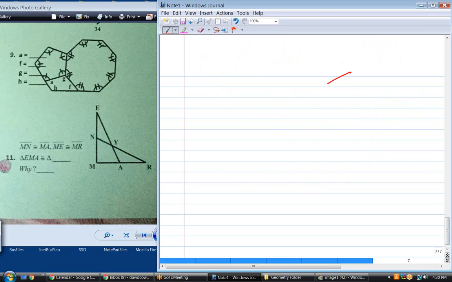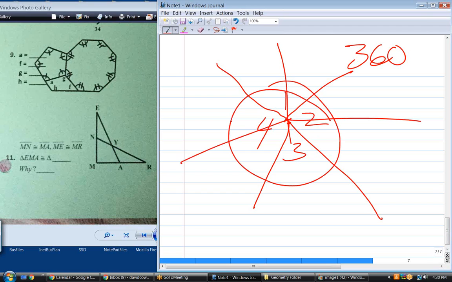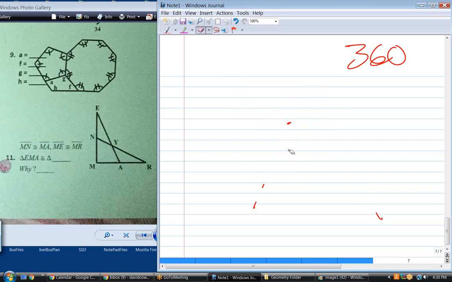In other words, if I have something like this, and I have angle 1, 2, 3, and 4, what's the sum of those four angles have to be? Wouldn't it have to be 360? You got it. No matter how many angles there are, I can have another one there, another one there, another one there. The sum of all of those angles has to be 360. Always. So that would be 117. Okay, so that's G.